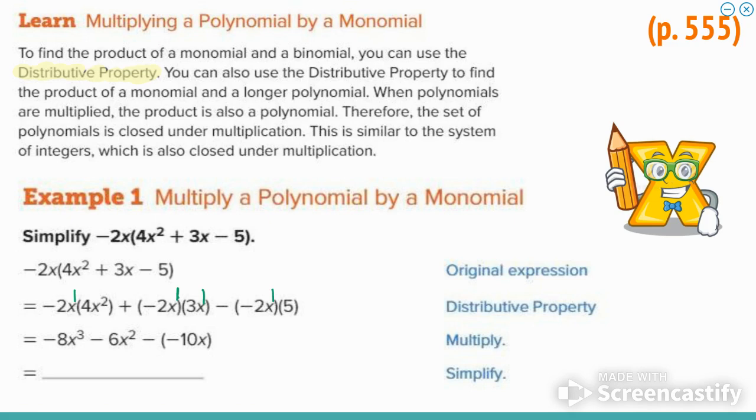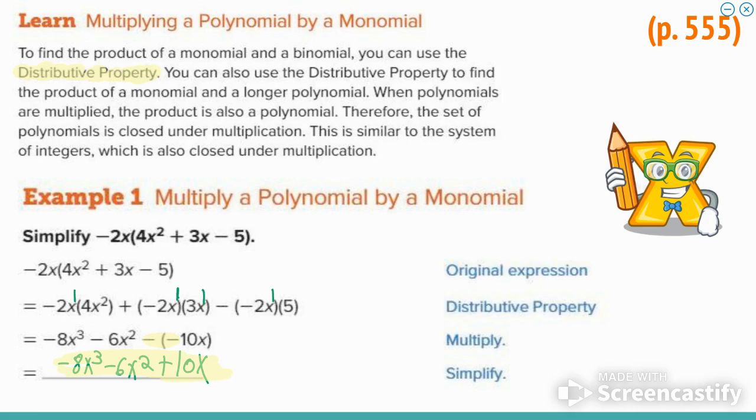The only thing that we need to simplify really here is if we see a double negative, a negative and a negative give us a positive. So our final answer here will be negative 8x to the third minus 6x squared. Negative times a negative is a positive, so we would get a positive 10x. So that's all for that first example.